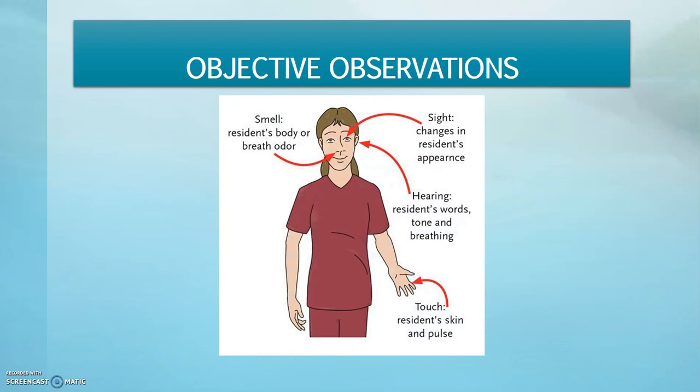We have two types of observations that are used to collect information on people we serve. These observations can also help with care planning. The first is objective observations, and are based on what we can see, hear, touch, and smell. This type of observation is fact.